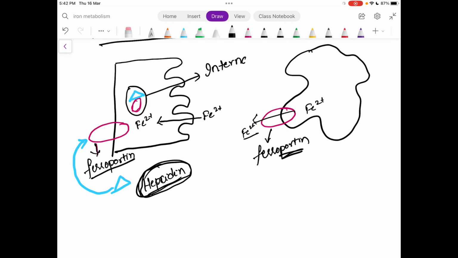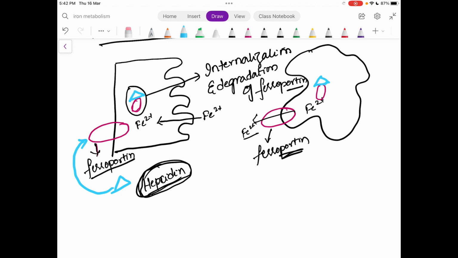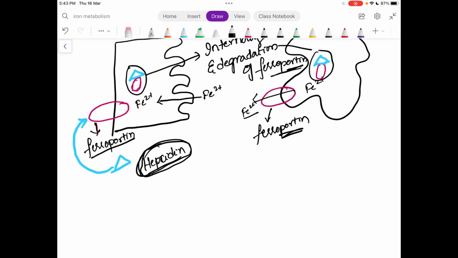That is, internalization of ferroportin and hepcidin, and they cause degradation of ferroportin. And the same thing will happen in macrophages also. Ferroportin is internalized and will be degraded. Both things will happen in the intestinal mucosal cell and this macrophage. Okay. And what will happen?